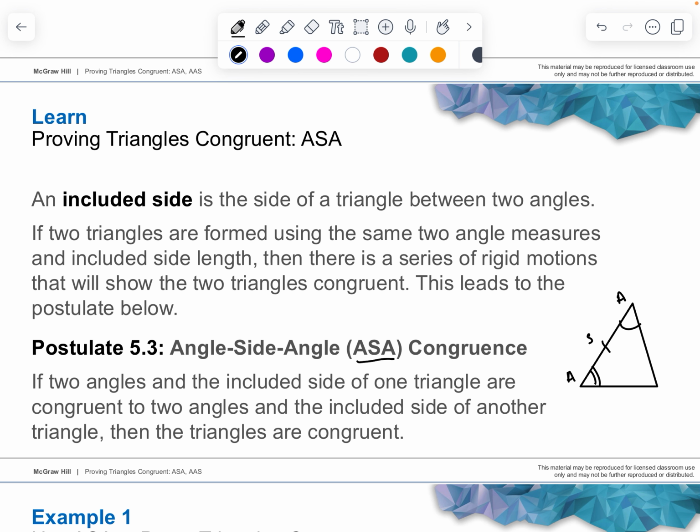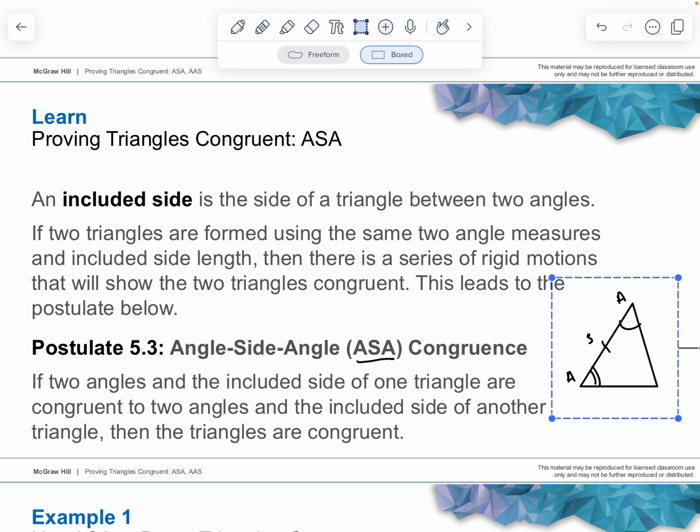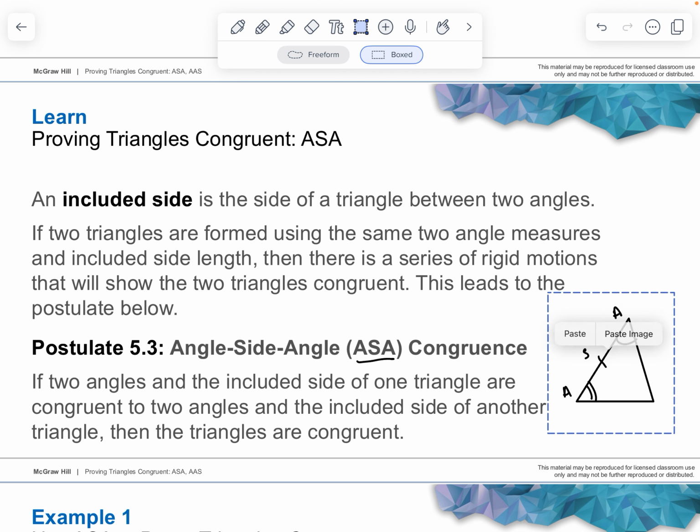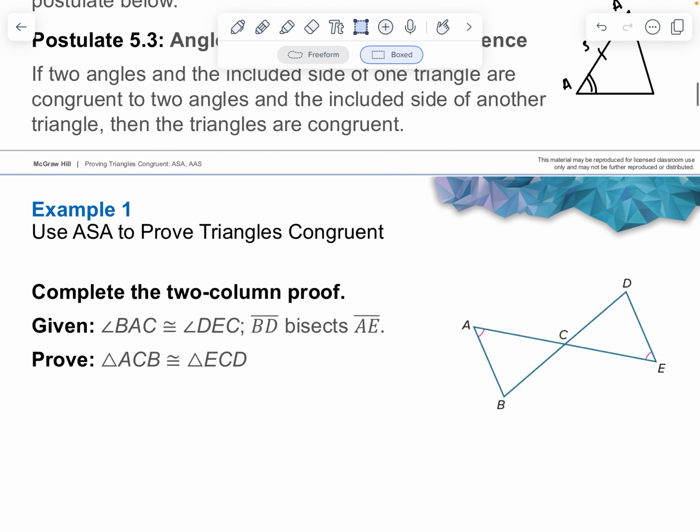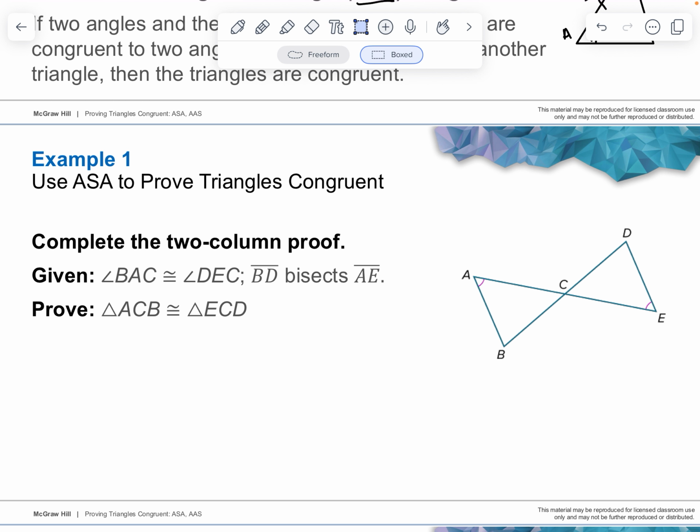So if we had two triangles exactly like this, oh, sorry, copy, paste, there we go. Two exact copies, we would have angle, side, angle congruence, okay? Now, here's an example of angle, side, angle.